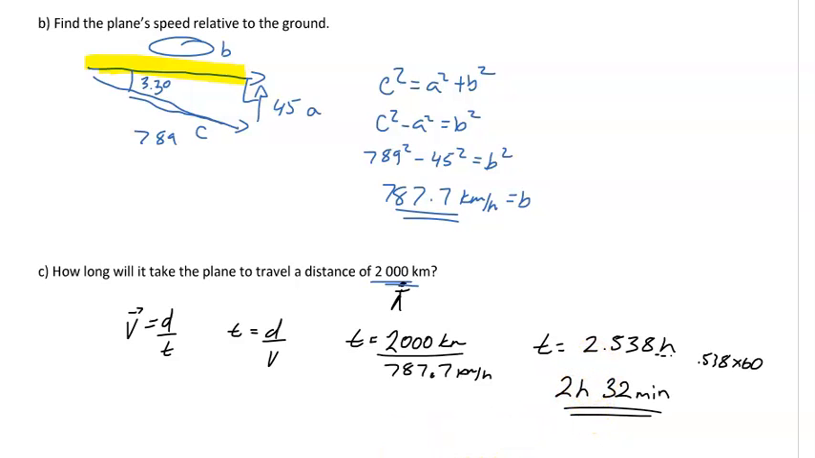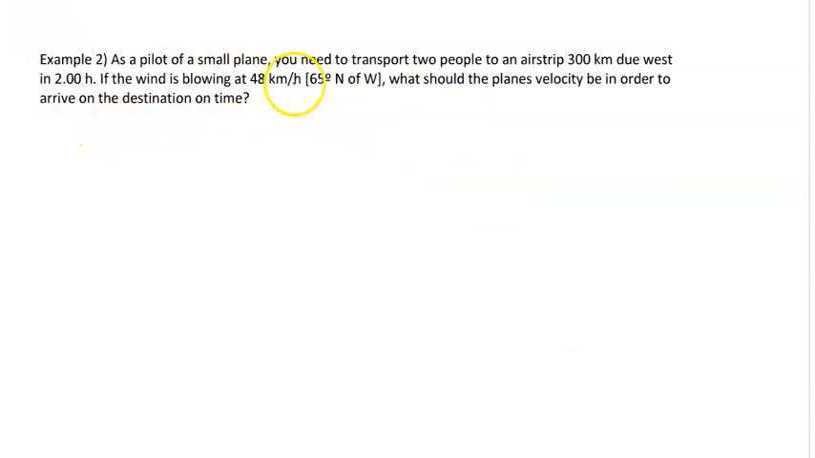Okay, moving on to our next one. So we've got a pilot of a small plane needing to transport 2 people to an airstrip 300 kilometers due west in 2 hours, right? So it's traveling due west 300 kilometers over 2 hours, which means it needs to be traveling at a speed of 150 kilometers per hour. Now that is the result. That's where it has to go. We are here and we need to get to here in 2 hours.